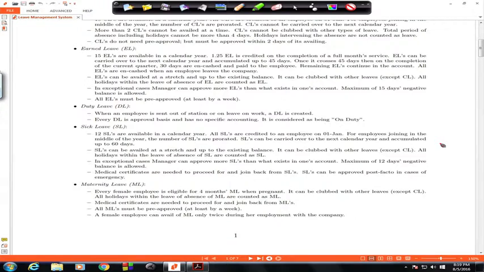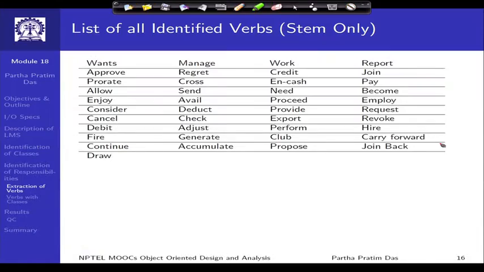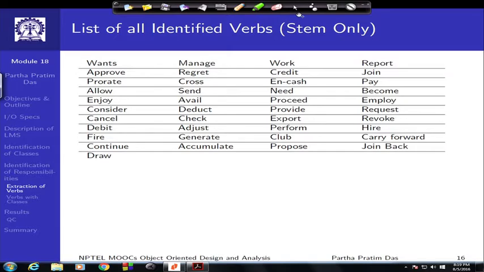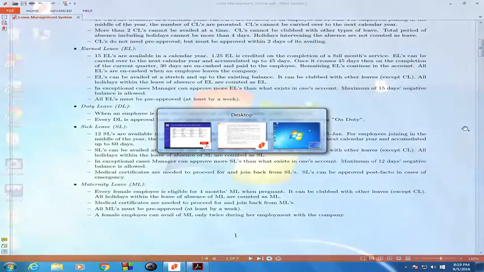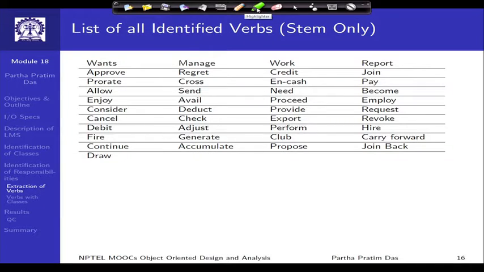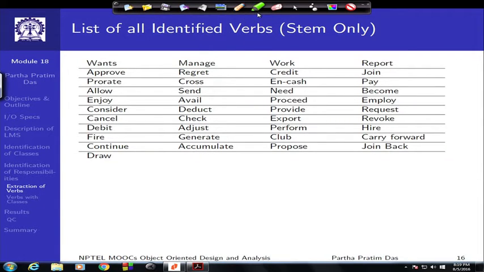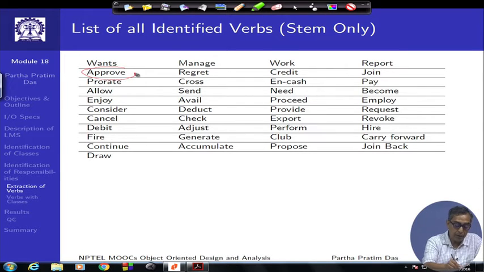So, that is what I was trying to point out here, in terms of the list of verbs that we have. From this list we will need to identify, in the manner that we were doing, what are the more important, more relevant verbs for the situation that we have.